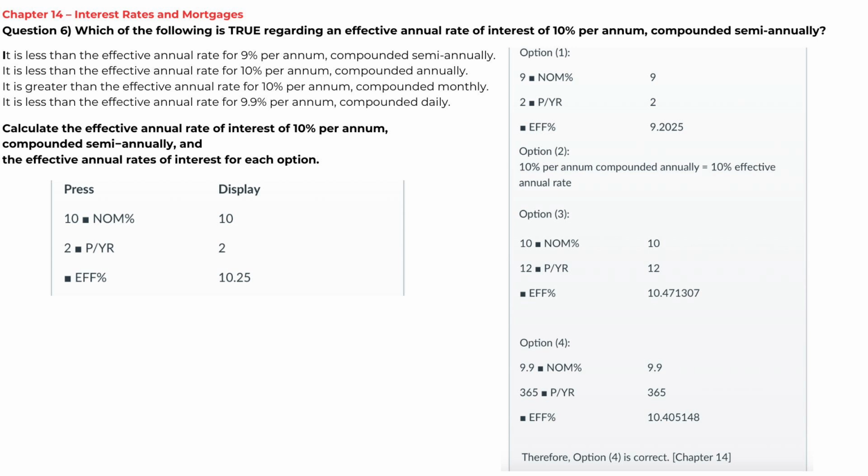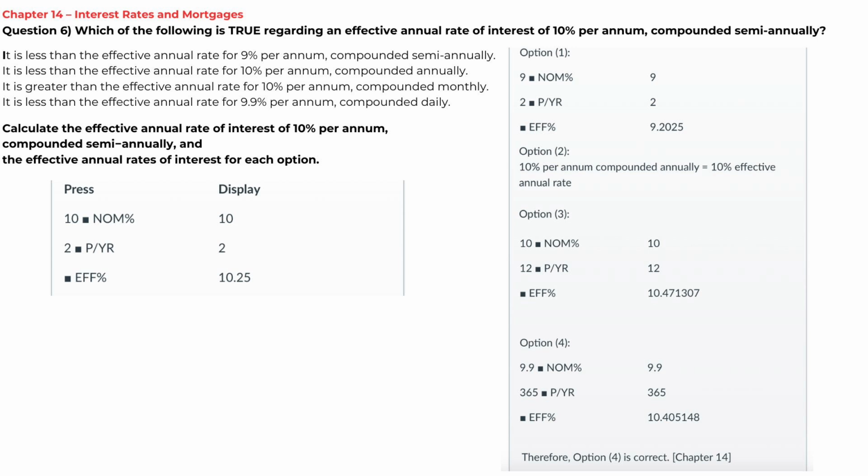Calculate the effective annual rate of interest of 10% per annum, compounded semi-annually, and the effective annual rates of interest for each option. 10 shift NOM, 2 shift PYR. Shift effective. Calculator displays J1 equals 10.25. Option 1. 9 shift NOM, 2 shift PYR. Shift effective. Calculator displays J1 equals 9.2025.